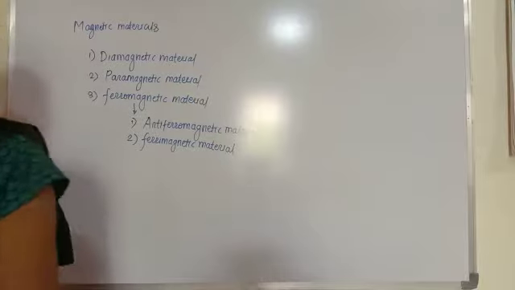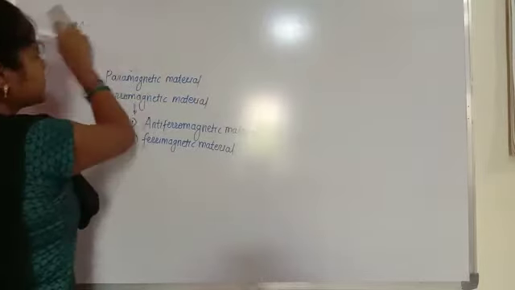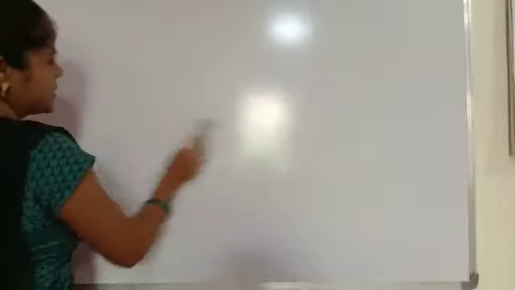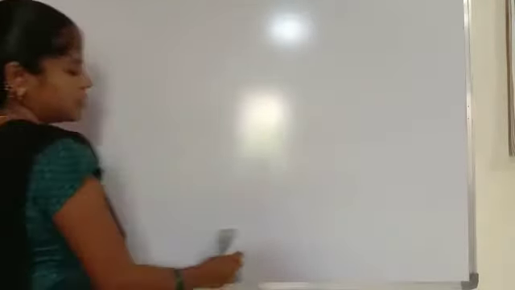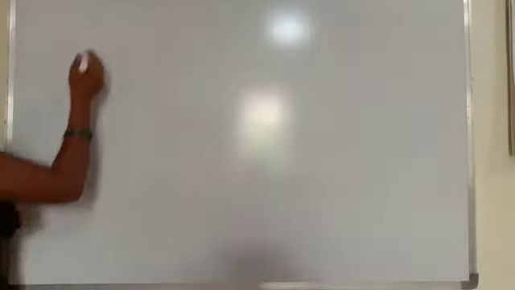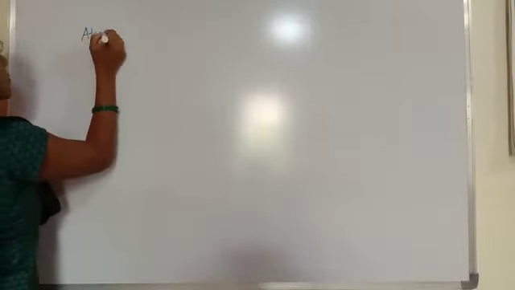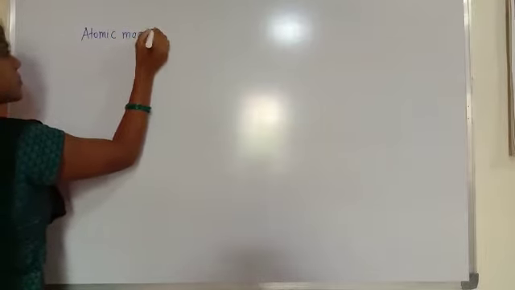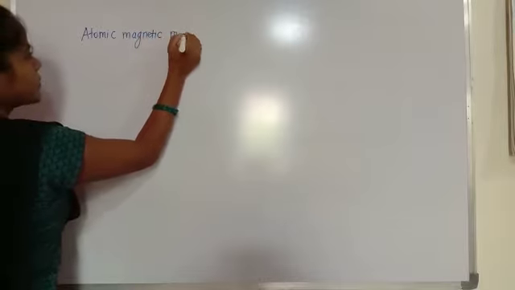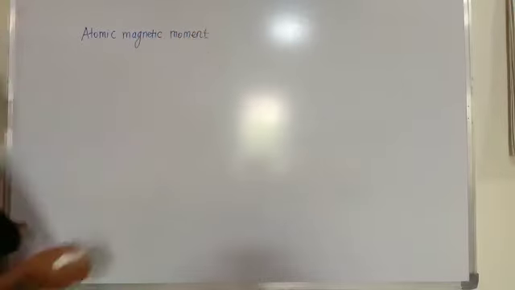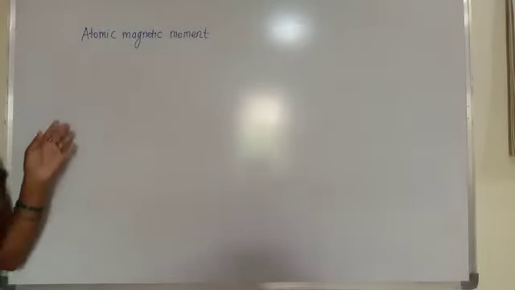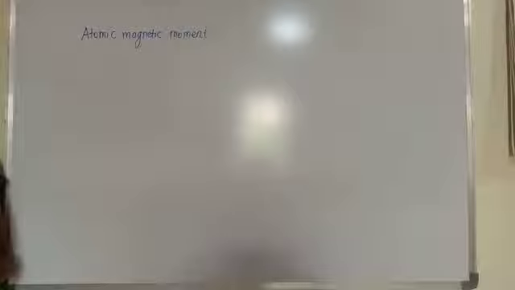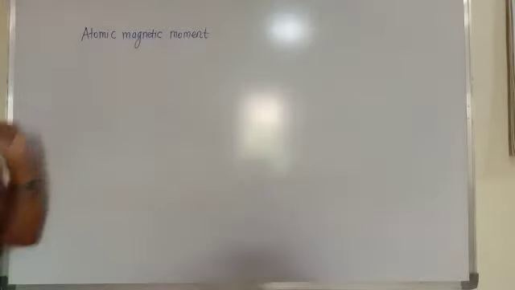In this class, as we have already seen the properties of diamagnetic and ferromagnetic materials, and the properties of paramagnetic materials in the last class, today we will study the atomic magnetic moment. So what is the atomic magnetic moment? This is an important concept, and we will use it in the Langevin theory of diamagnetism and also in paramagnetism.